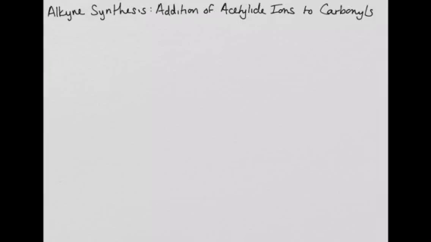The topic of this video will be the addition of acetylide ions to carbonyl-containing compounds to synthesize alkynes. As we've discussed previously, acetylide ions are good nucleophiles, and carbonyl-containing compounds are good electrophiles. The oxygen-carbon double bond acts to pull electron density away from the carbon, making it a good electrophile.